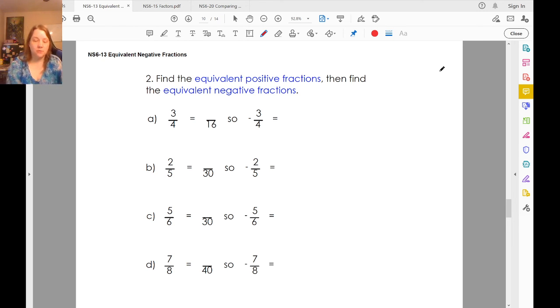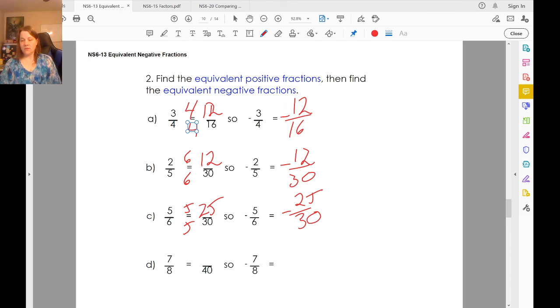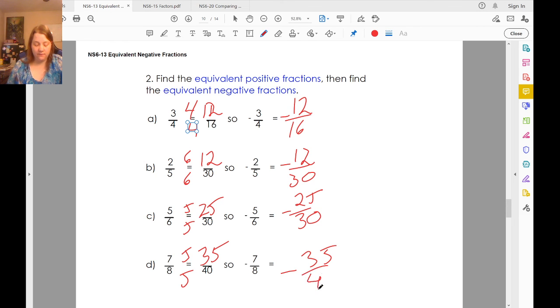Welcome back. So 3 over 4, we multiply 4 times 4 to get 16. 3 times 4 is 12, which means that for the negative 3/4, it would be negative 12 over 16. 2/5 equals something over 30. 5 times 6 is 30. 2 times 6 is 12. So negative 2/5 equals negative 12 over 30. 5/6. 6 times 5 is 30. 5 times 5 is 25. So negative 5/6 equals negative 25 over 30. It means the same thing. 7/8 equals something over 40. 8 times 5 is 40. 7 times 5 is 35. So negative 7/8 equals negative 35 over 40.